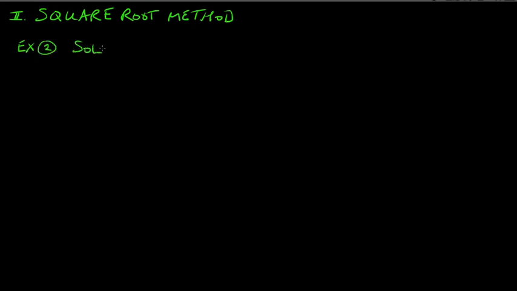Here's another method. We'll call this method 2. It's the square root method. We call this the square root method. And as the name implies, you're going to be taking square roots. So let's just start with an example.